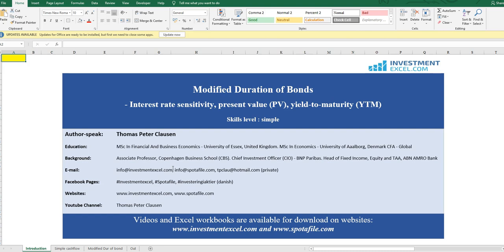I will speak today in this presentation about modified duration on simple cash flows and on one particular bond. We will look at the formulas underlying the modified duration measure. We look at present value and yield to maturity, both concepts underlying the application of the measure.